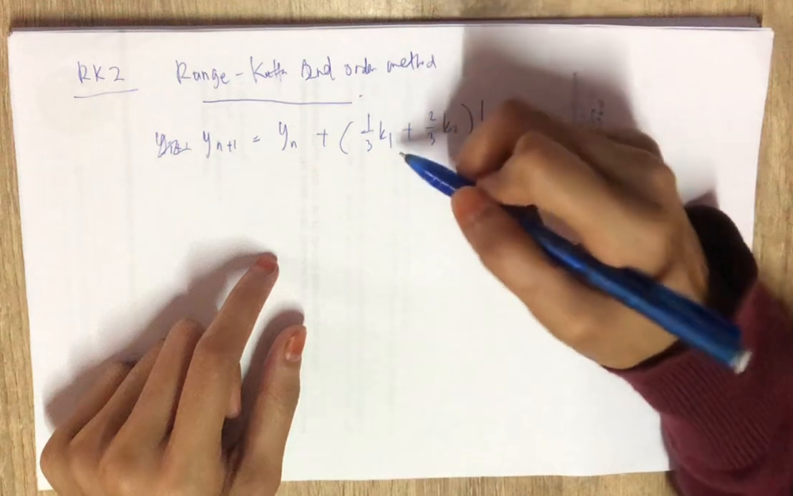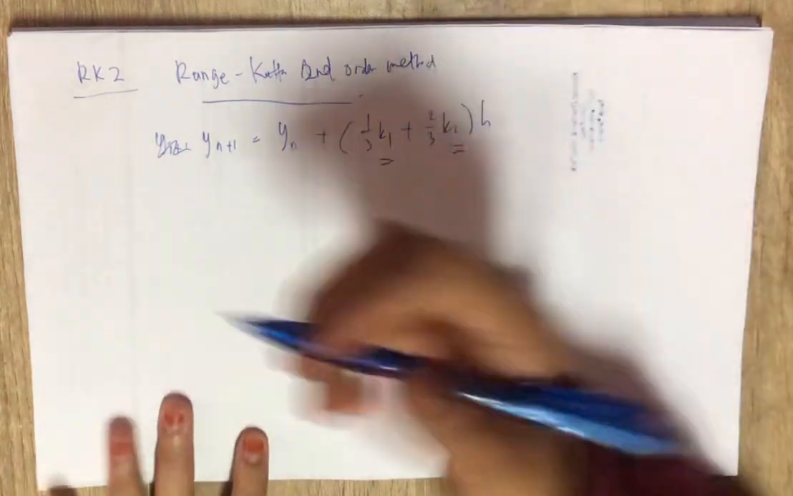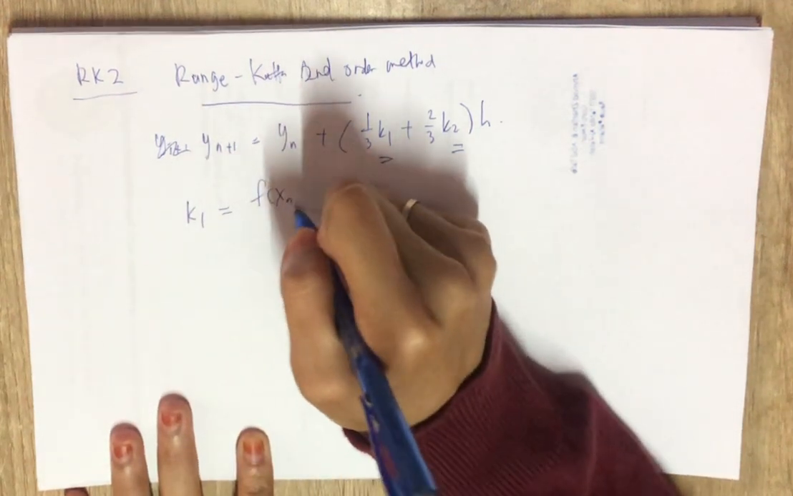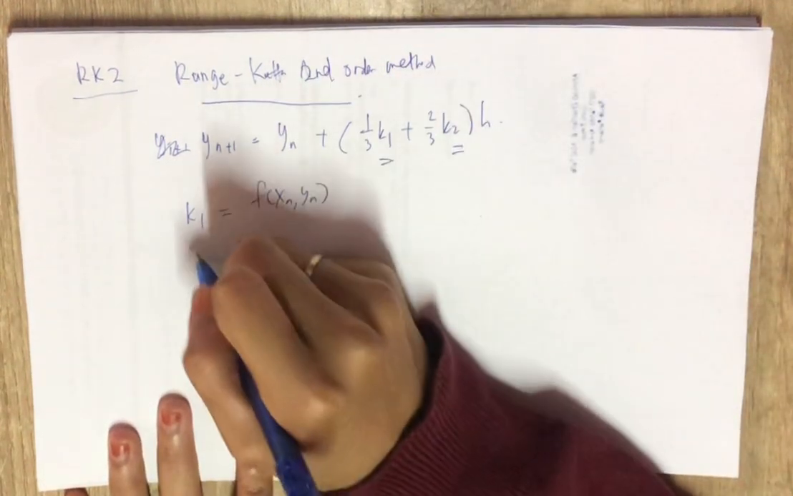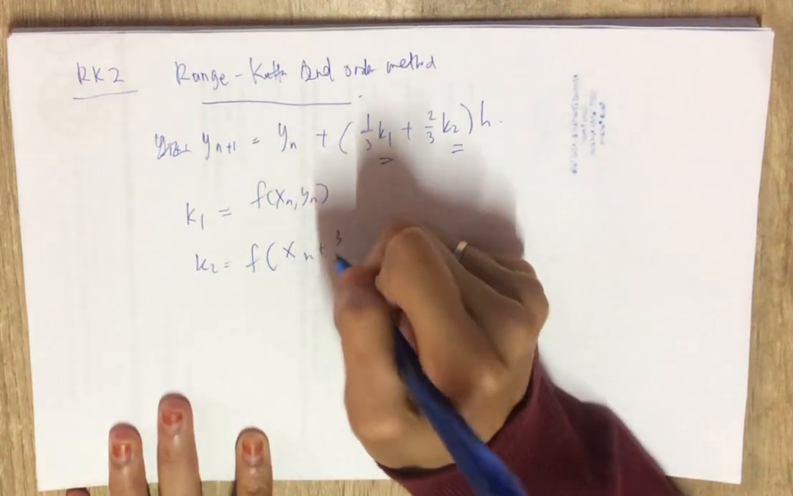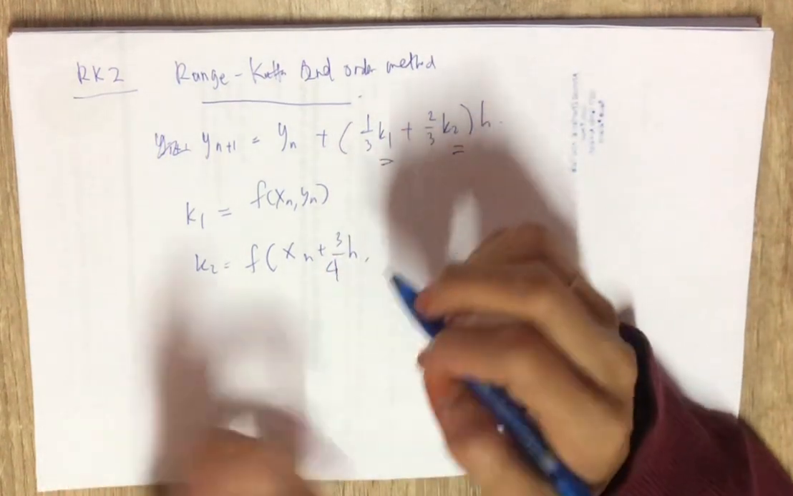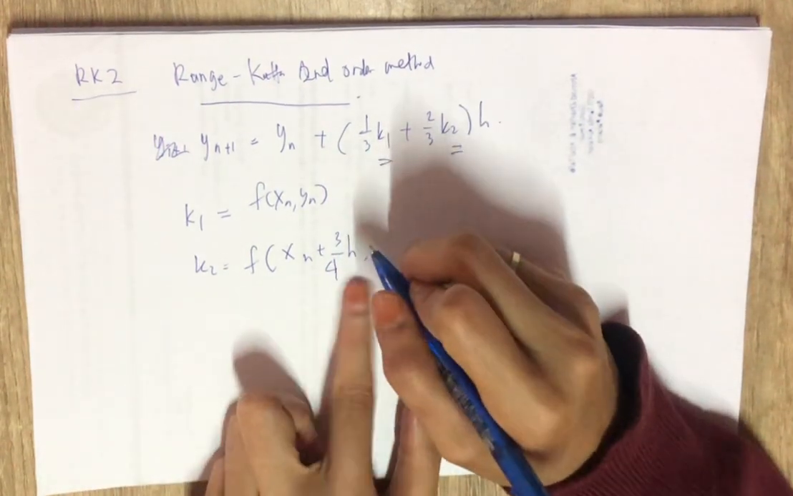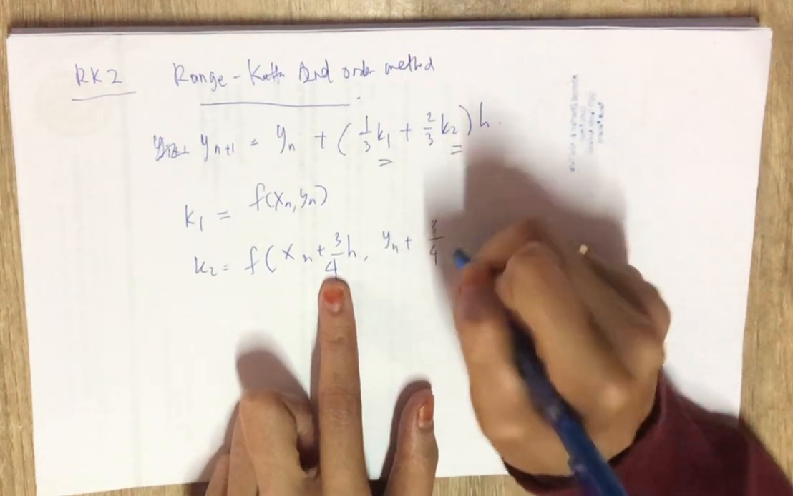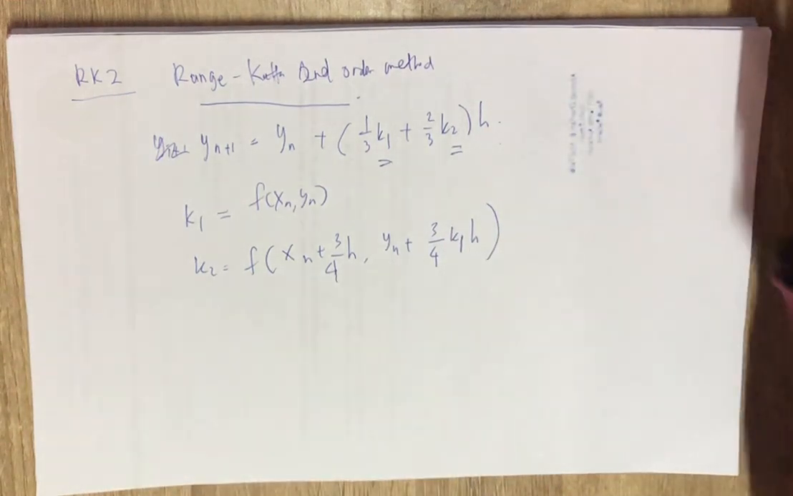And you can see that they have an extra thing here, k1 and k2. Where k1 is equal to f(x_n, y_n), and k2 is equal to f(x_n + 3/4 h, y_n + 3/4 k1 h). The comma separates the coordinates, this is x and this is y.